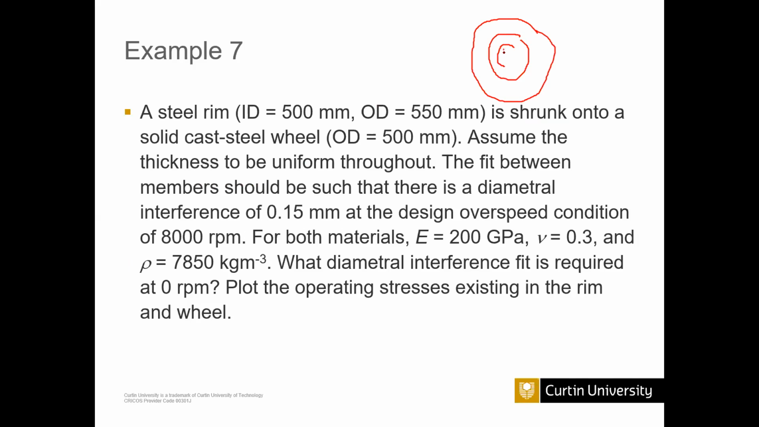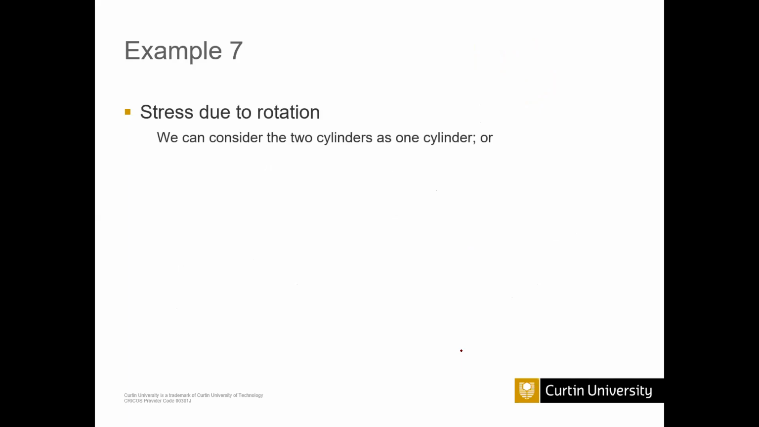The rim doesn't have an inner radius. This is the wheel. This is the 500 outer diameter. This is the inner diameter of the steel rim, and the outer diameter. So this is a kind of compound cylinder. So, stress due to rotation. Rotation also produces stress.